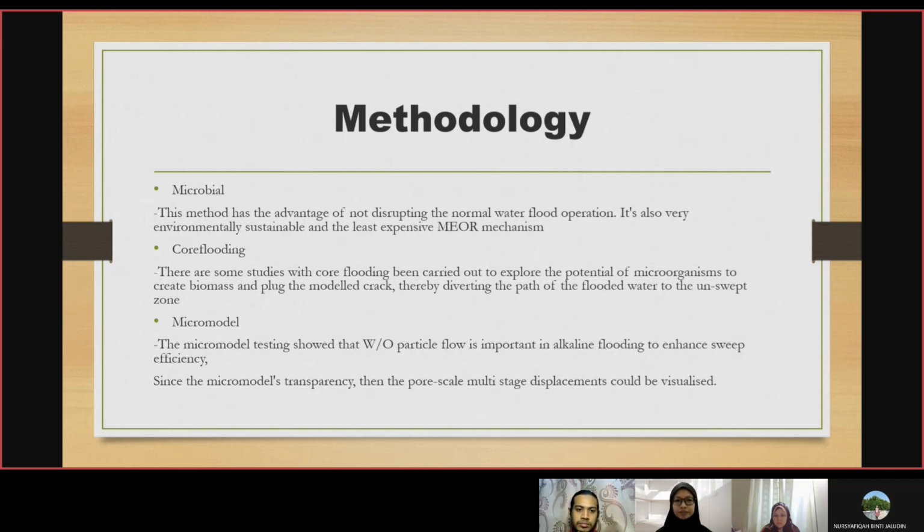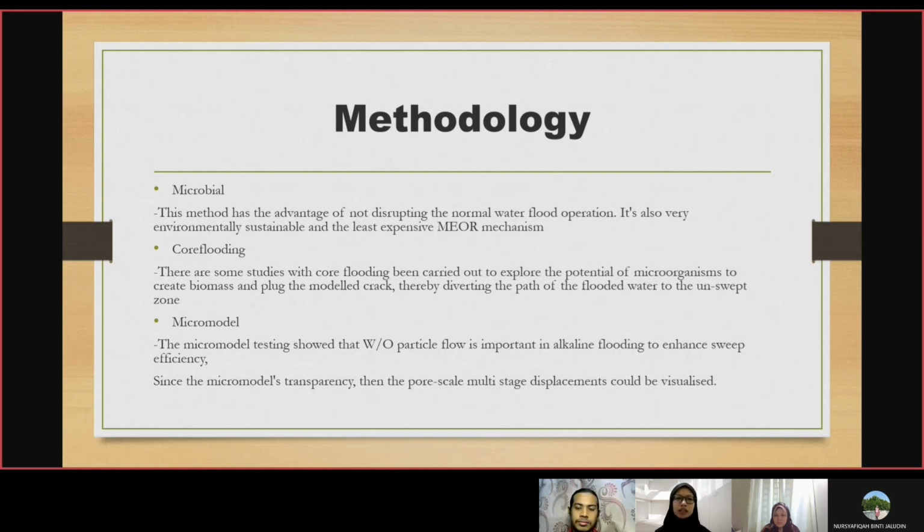As for the core flooding, there are some studies with core flooding being carried out to explore the potential of microorganisms to create biomass and plug the model crack, thereby diverting the path of flooding water to the unswept zone.